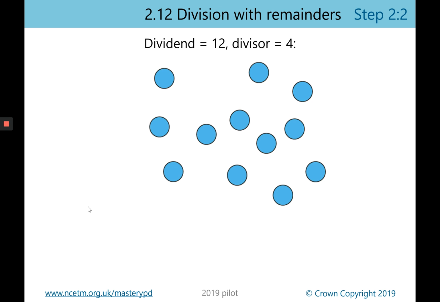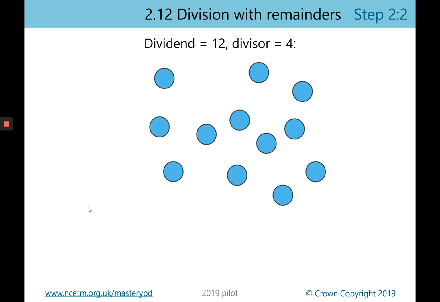We're going to continue working on our unit on division, but today we're going to look at division with remainders, because sometimes when we're dividing our numbers, they don't always fit neatly and nicely into equal groups. So we're going to look at what happens when you sometimes get a number left over.